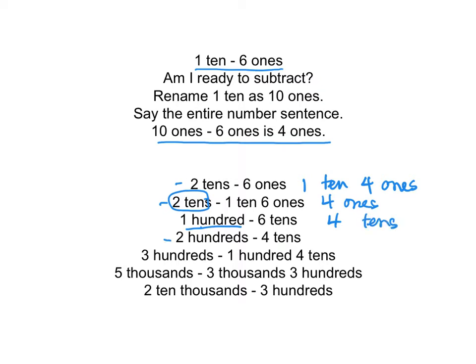2 hundreds minus 4 tens. Again, as long as we're able to work with these that are fairly close to each other, it's pretty straightforward. So instead of 2 hundreds, let's rename it as 1 hundred, 10 tens minus 4 tens, and we are left with 1 hundred, 6 tens.